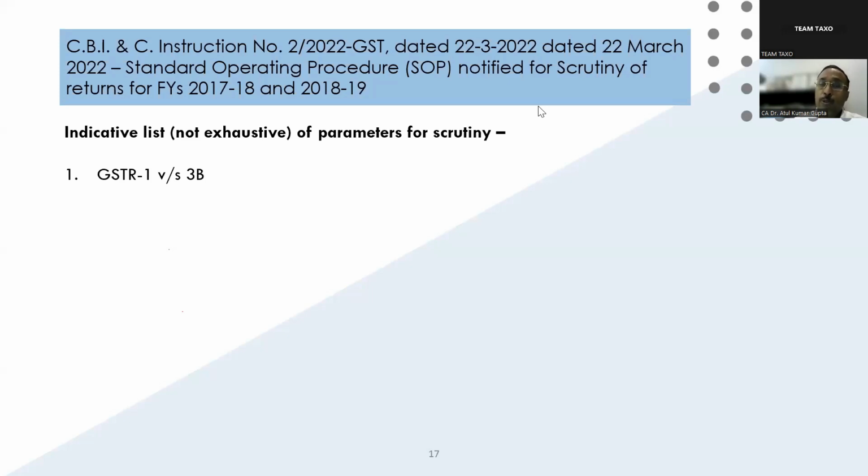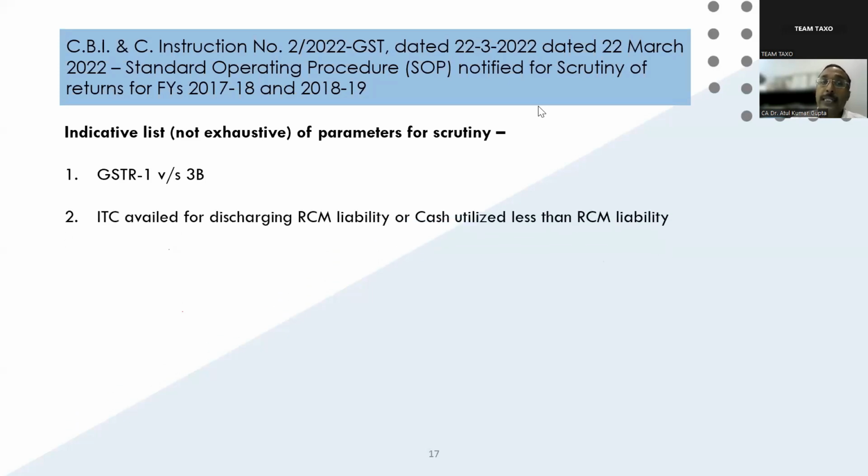So it is better that we understand that all these reconciliations are well done, well completed before time, before the inquiries are initiated. Number one, GSTR 1 versus 3B. If there is any gap between the GSTR 1 and 3B, it is obvious that you will get a scrutiny notice. So there should not be any gap between the GSTR 1 and the 3B.